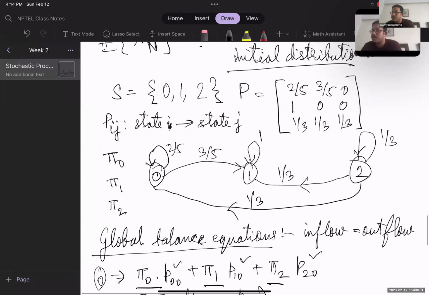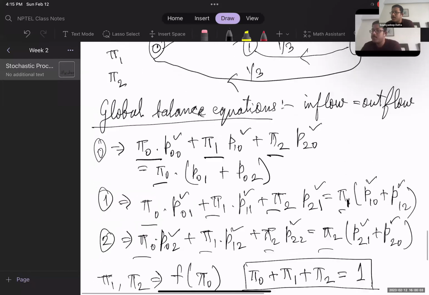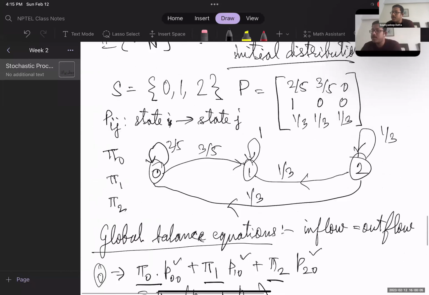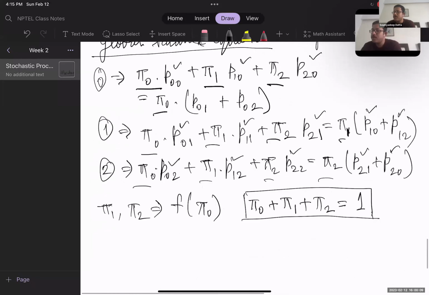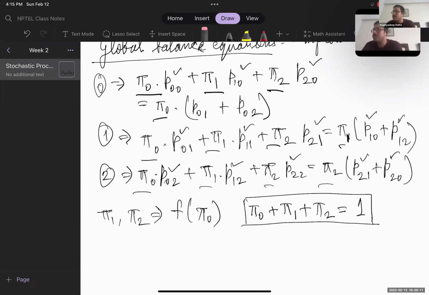So you can try to solve this. You just plug in these values and solve these equations, and also use the constraint that pi 0 plus pi 1 plus pi 2 equals 1. From here you can obtain pi 0, pi 1, pi 2, all three values individually. And so you have characterized this Markov process at t equal to infinity.